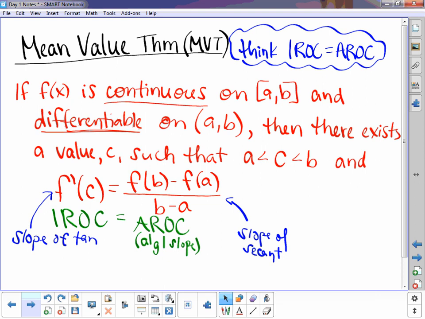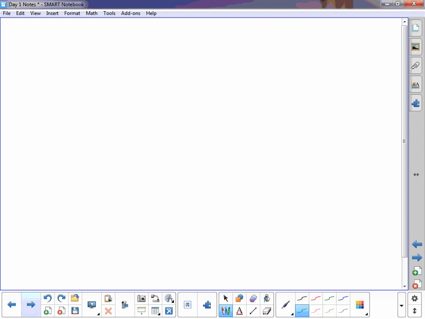Alright. And remember, the mean value theorem can give you more than one time at which these values are the same, but guaranteed at least one. Alright, so let's check out this example.